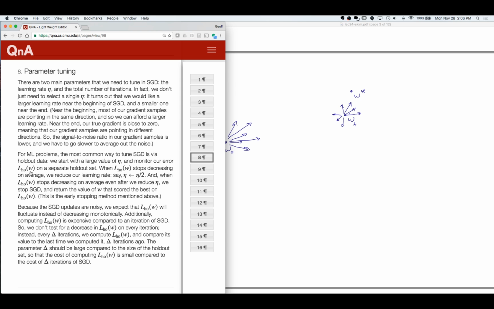And when the holdout stops decreasing on average, we reduce the learning rate. Say we divide it by 2. And then when the error on the holdout stops decreasing on average even after we reduce eta 1 or 2 times, then we stop the algorithm as a whole, and we just return the value of W that scored the best on the holdout set. And this, by the way, is the early stopping method that I mentioned earlier, right? So we don't run all the way to the optimum on the training set. We just run until the error stops decreasing on the test set, or the holdout set.